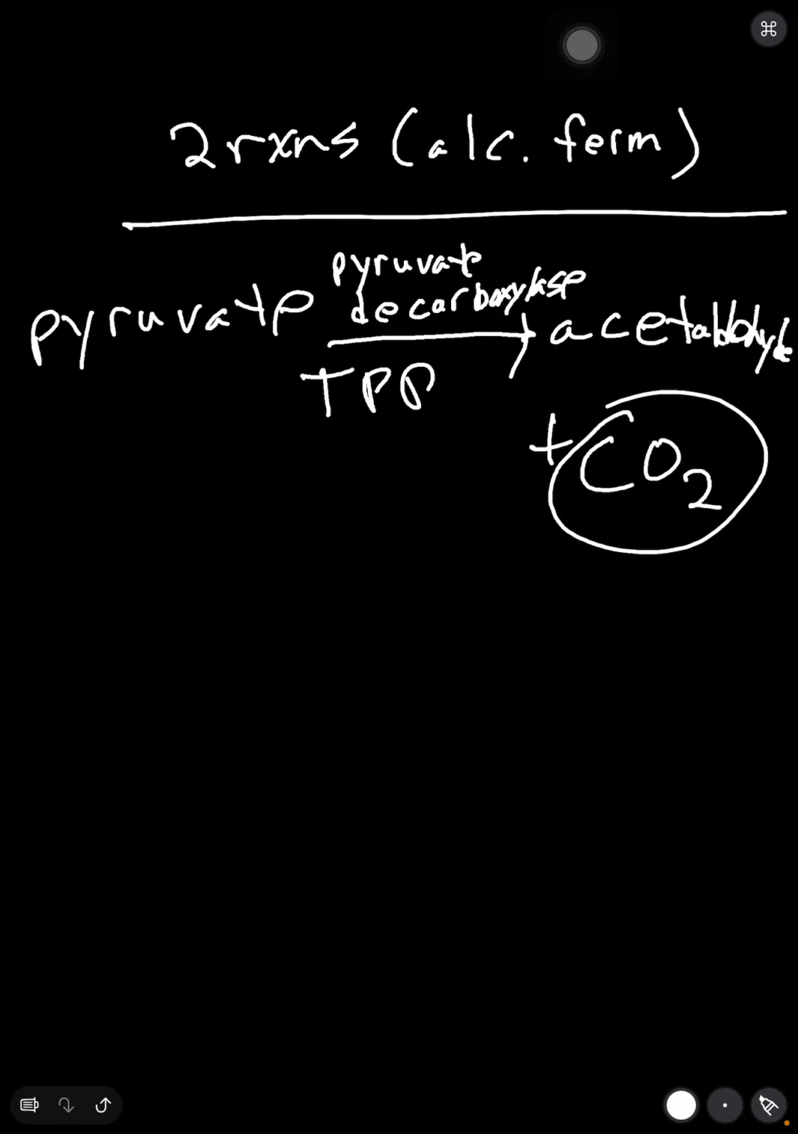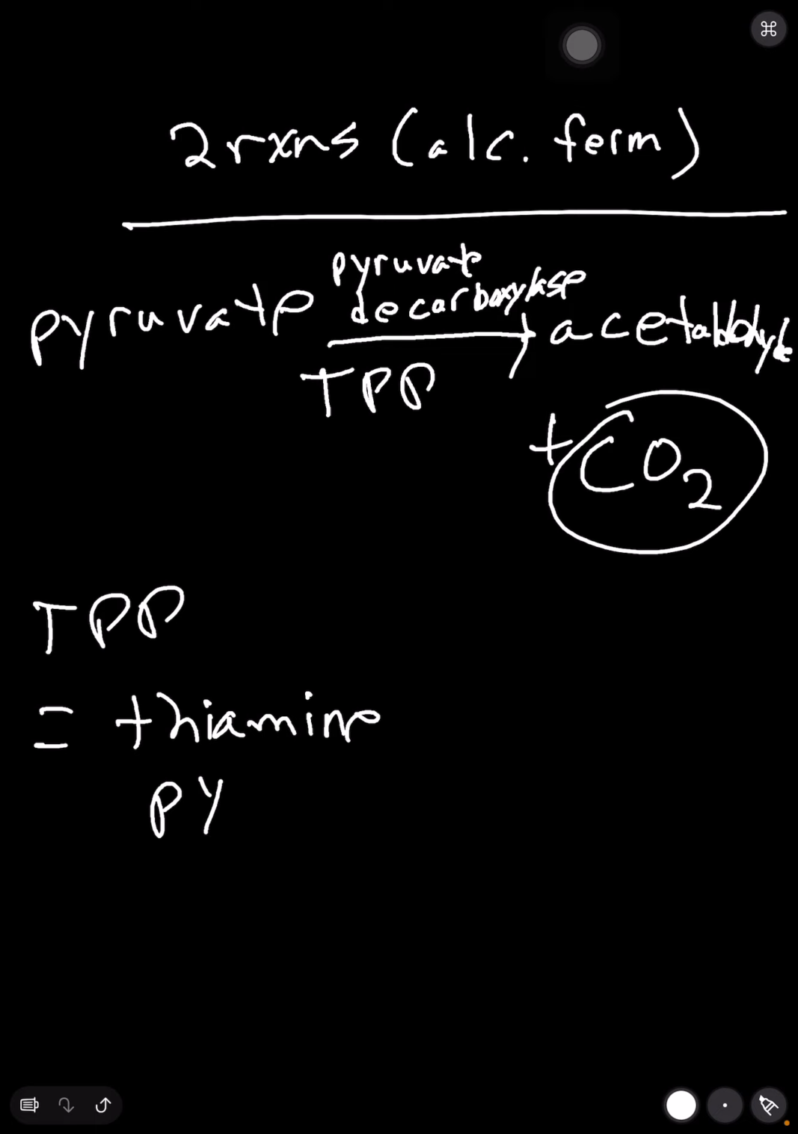You also have a coenzyme here that's going to be important. It's called TPP. It stands for thiamine pyrophosphate. Okay, so 2 major reactions in alcoholic fermentation. The first is converting the 3-carbon pyruvate to a 2-carbon acetaldehyde. By the way, I'll just go ahead and draw acetaldehyde. That's what it looks like.